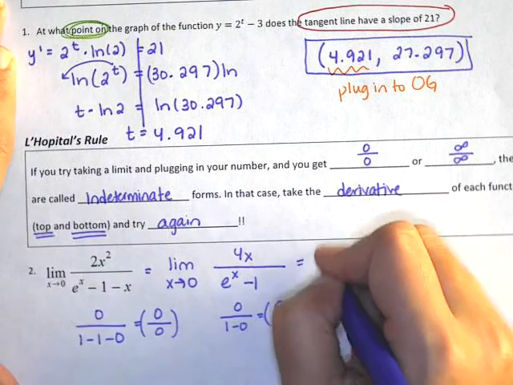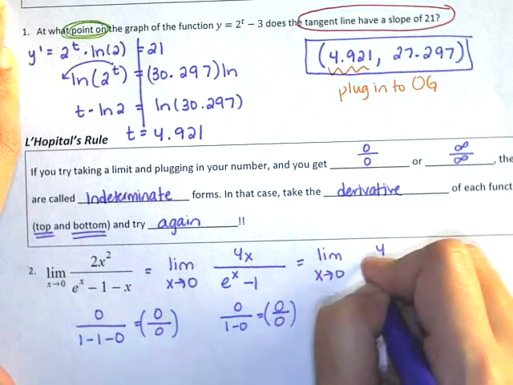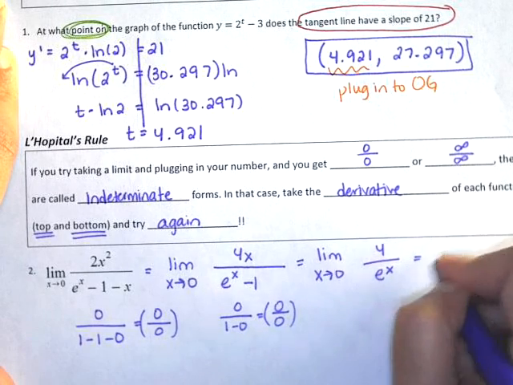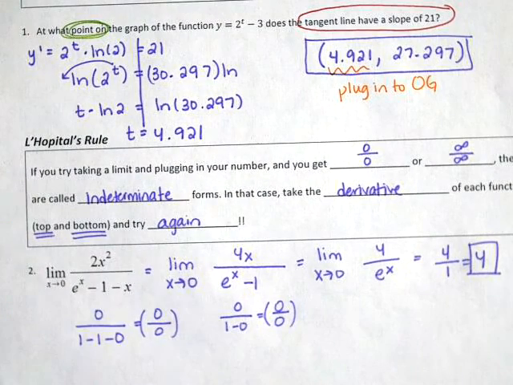So try the derivative again. I get 4 divided by e to the x. Now if I try plugging in 0, I get 4 divided by 1, which is just 4, and I'm done. That's it.